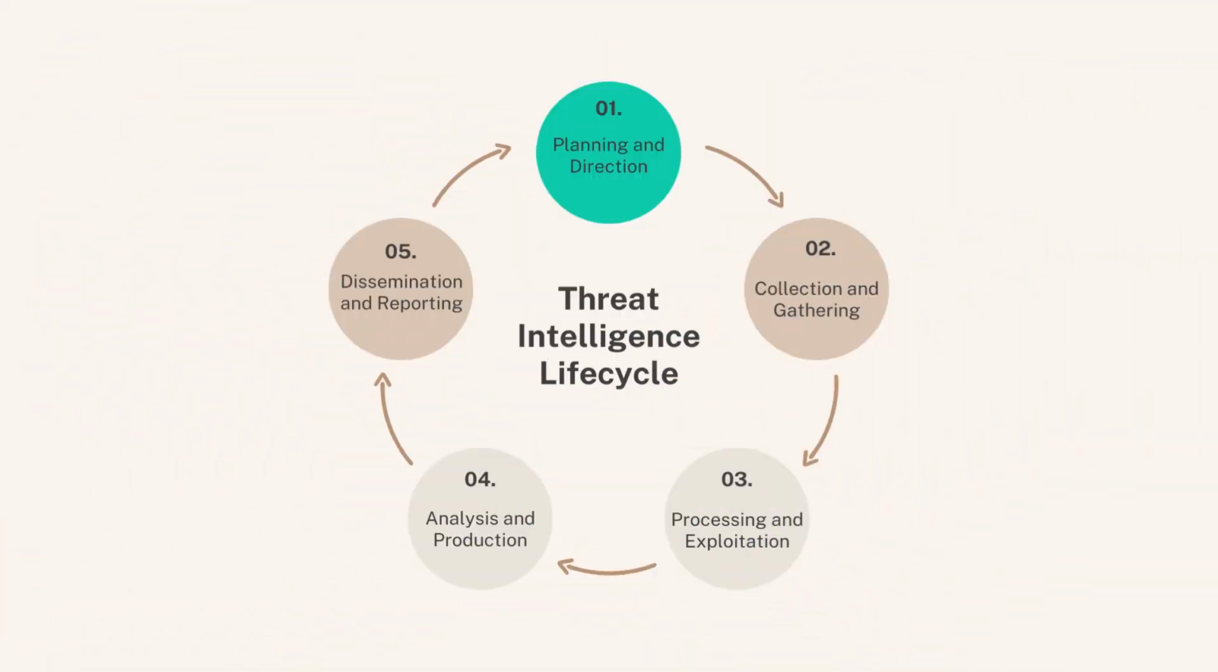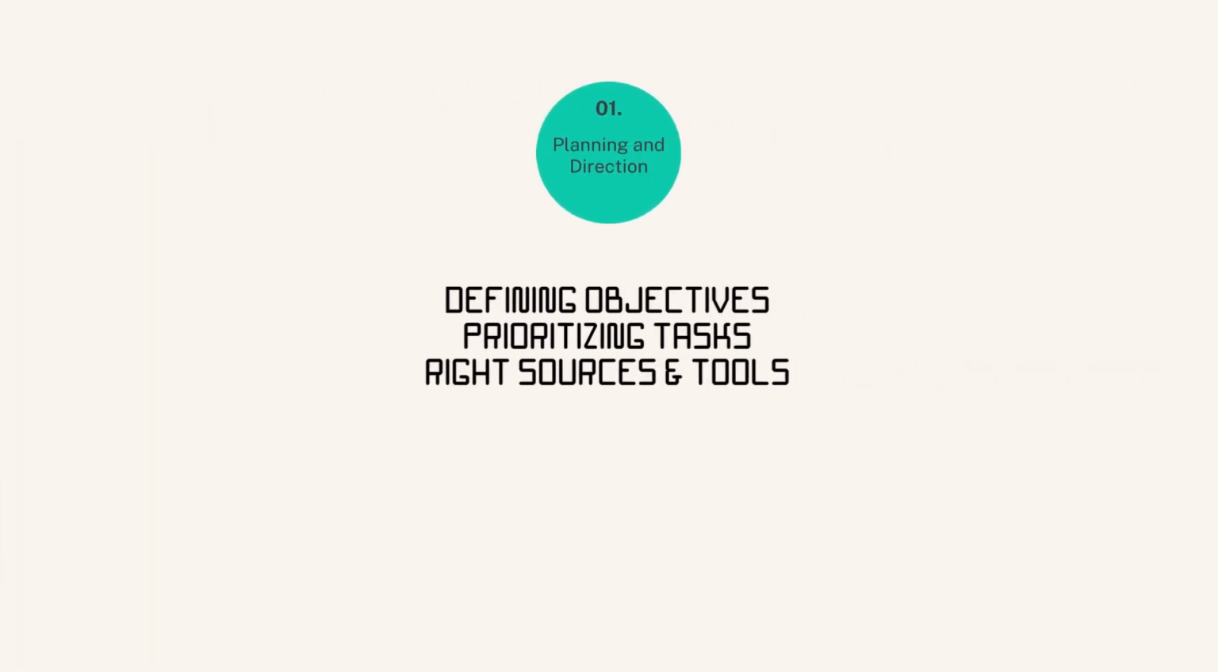1. Planning and direction. The first stage of the threat intelligence lifecycle involves establishing a clear plan and providing direction for your threat intelligence efforts. This includes defining objectives, prioritizing tasks, and selecting the right sources and tools for gathering and analyzing information. Let's dive into these steps in more detail.